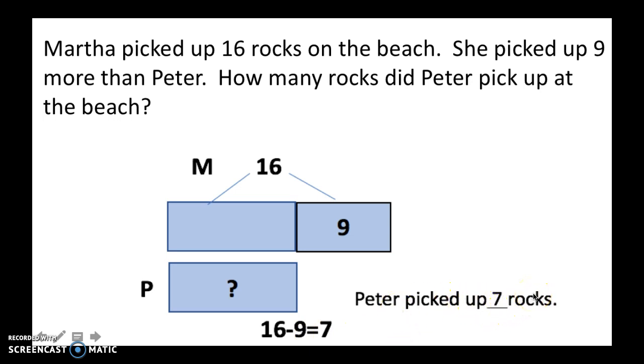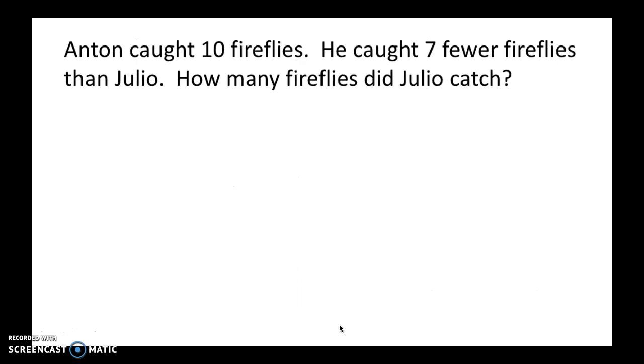Now if you want to double check, you can ask yourself, did Peter pick up 9 less rocks than Martha? Because it says Martha picked up 16 rocks. She picked up 9 more than Peter. So Peter picked up 9 less than Martha. And 16 minus 9 is 7. Always want to double check to make sure that we're answering the question that the word problem asks us. Okay, good job. All right, our last one.